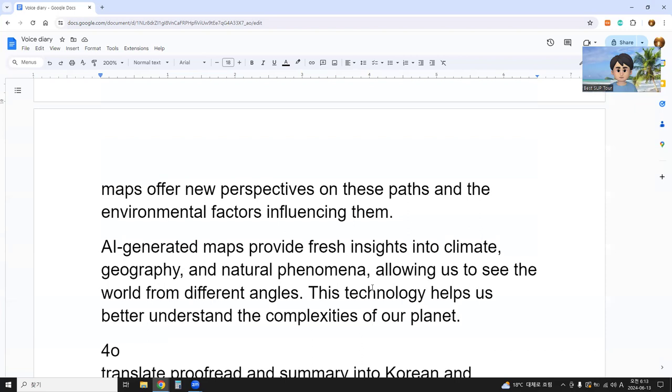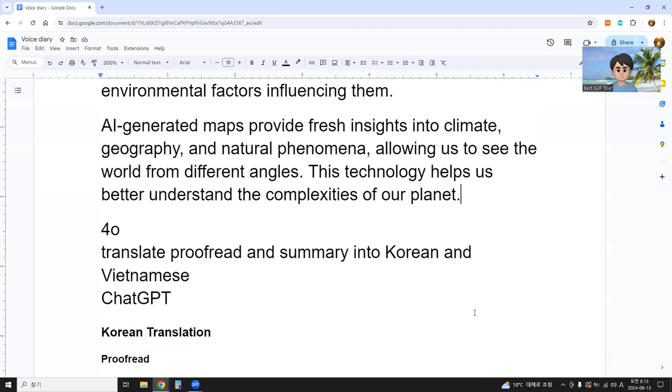AI-generated maps offer a new perspective on these effects and the environmental factors influencing them. AI-generated maps provide fresh insight into climate, geography, and natural phenomena, allowing us to see the world from different angles. This technology helps us better understand the complexity of our planet.